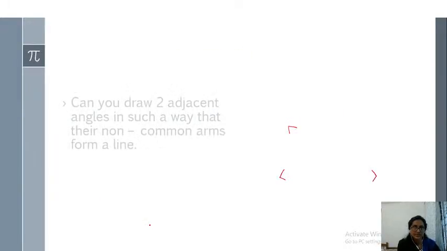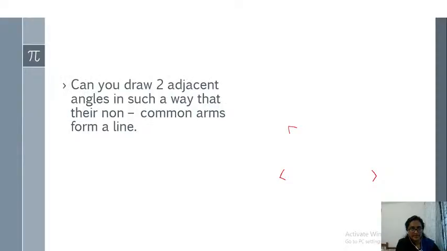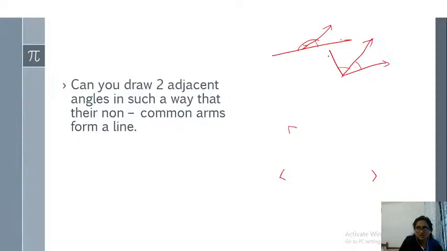Okay. Now, can you draw two adjacent angles in such a way that their non-common arms form a line? So you have to draw two adjacent angles. If you are drawing an angle like this, you can draw another angle like this. So these are adjacent angles. Now we have to draw adjacent angles in such a way that the non-common arms lie in the same line. So here this is the figure, right?